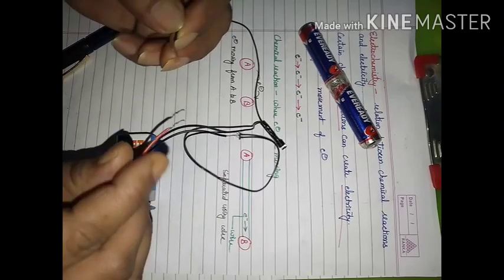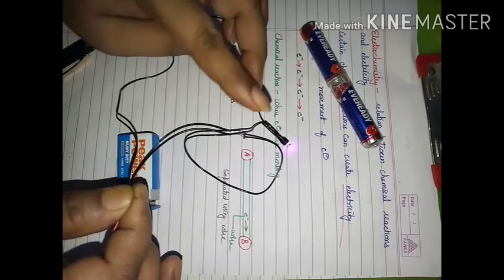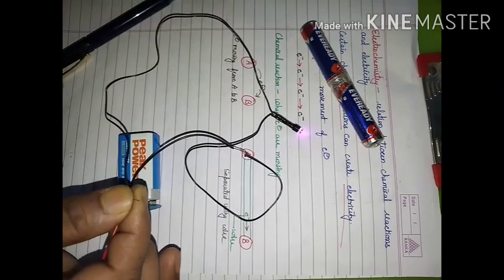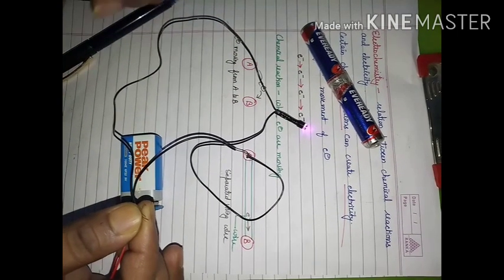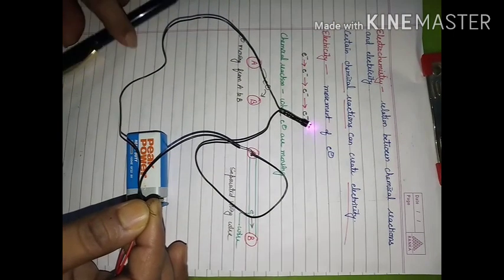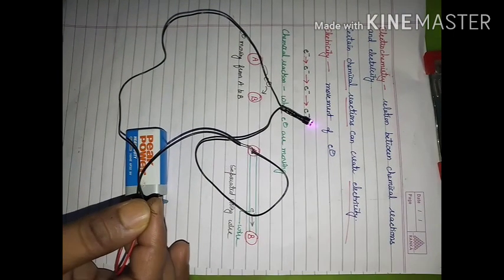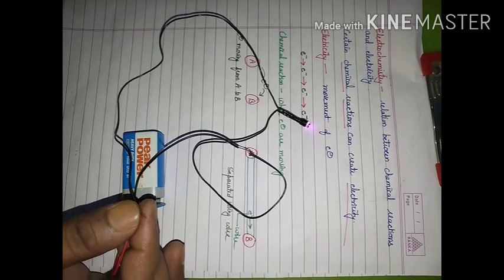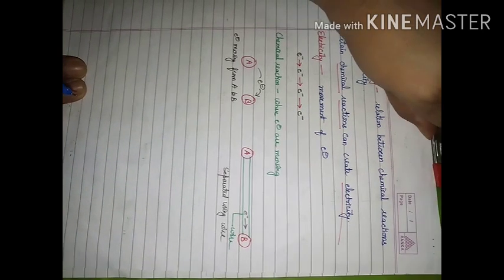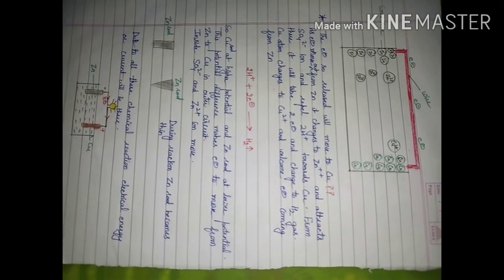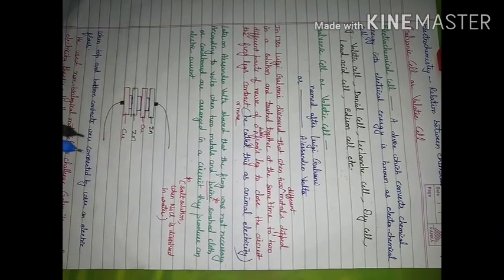For example, this is another source. If I connect it, you can see this LED is glowing. So what is going to happen? Electrons are flowing through these wires. When electrons are flowing, we can say that current is also flowing. So our topic of discussion today is the cell, the electrochemical cell. In this we will discuss a few terms: EMF, potential difference, internal resistance. To clear these terms, we should first go through the working of the cell.